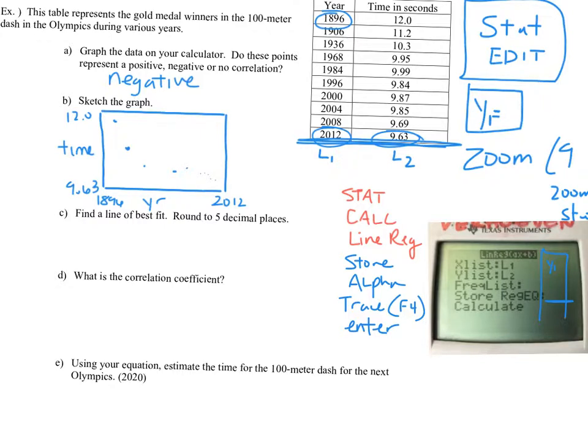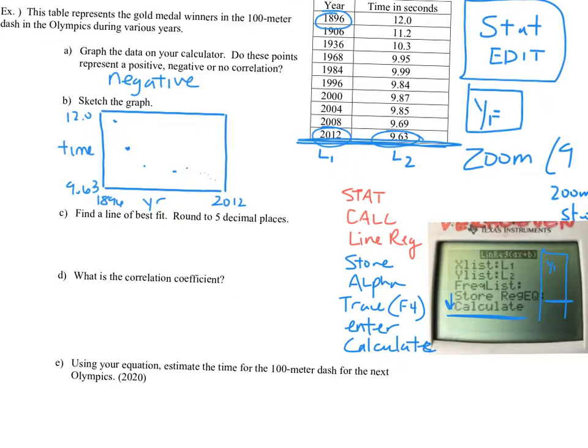Then you can arrow down one more and click Calculate. Some of you with the newer calculators, I think that looks a little bit different for you, but I don't have the new calculator to be able to show you that right now.